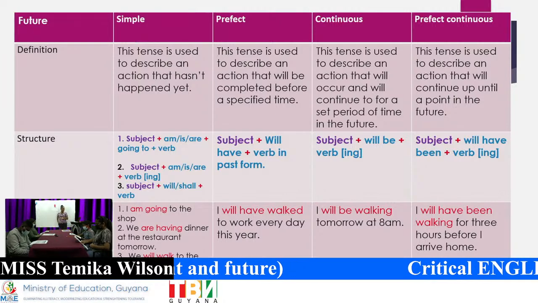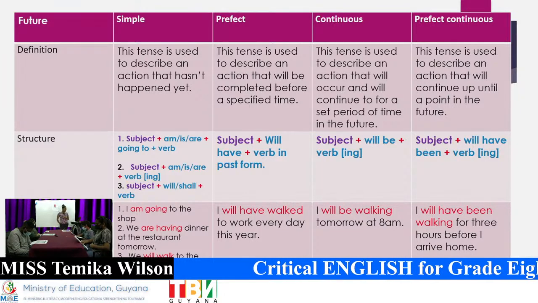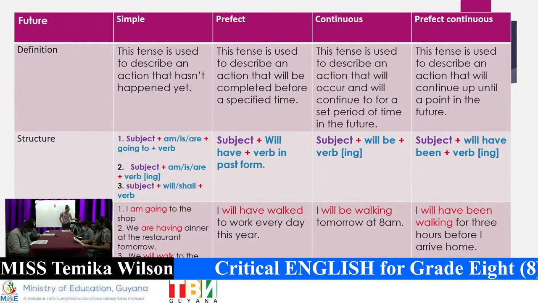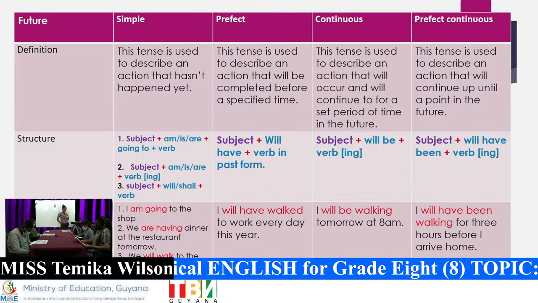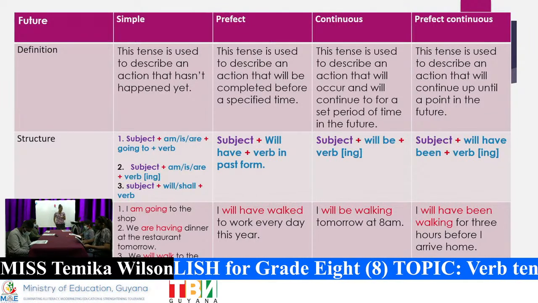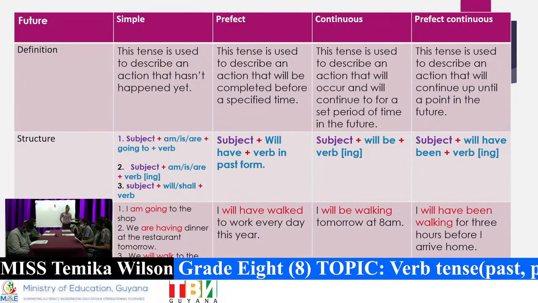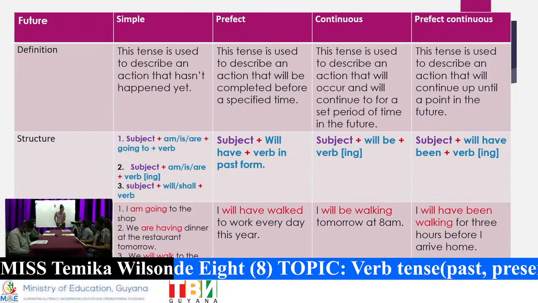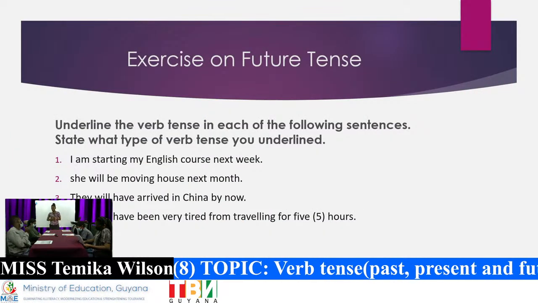And the final one we're looking at. This tense is used to describe an action that will continue up until a point in the future. So the structure is subject plus will have been plus the verb ending in ing because it is continuous. All right? I will have been walking for 3 hours before I arrived home. Sorry. All right, so let's go to the exercise and see how much we have understood.